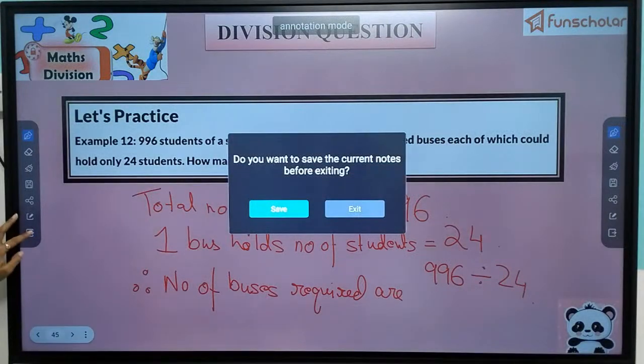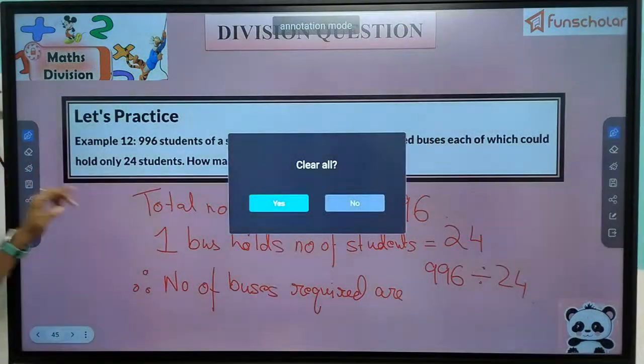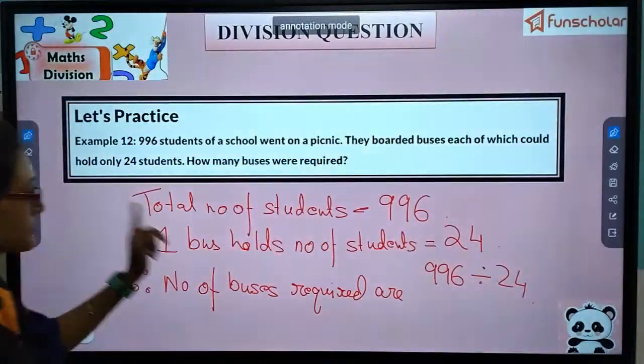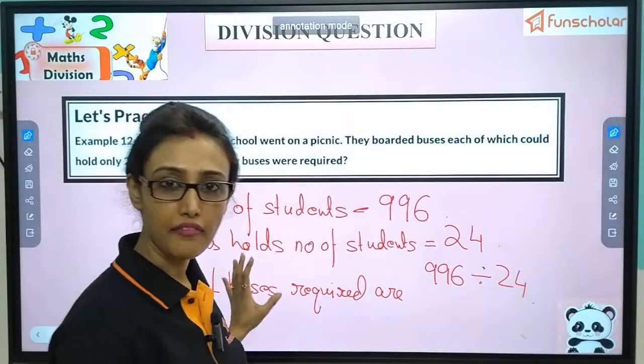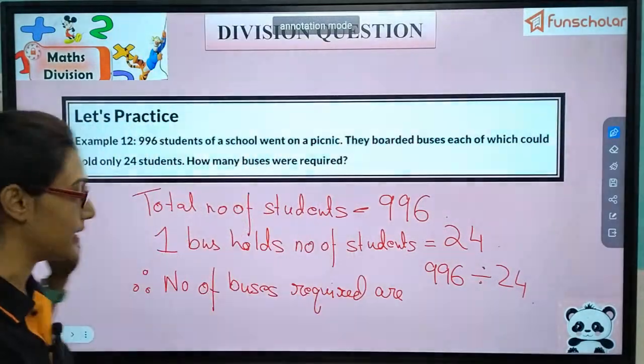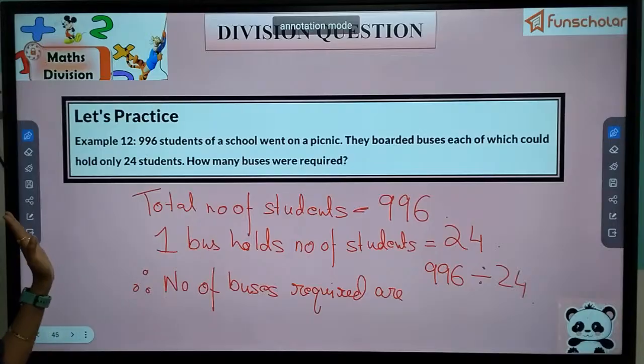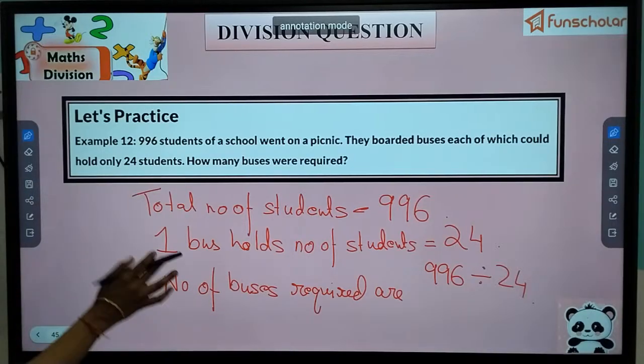Now here I don't have any space, so I'm clearing this. You please copy the way I have done. Whenever you are given a problem, you have to solve it with statement. So please copy down the statement, and after that we'll do the division.